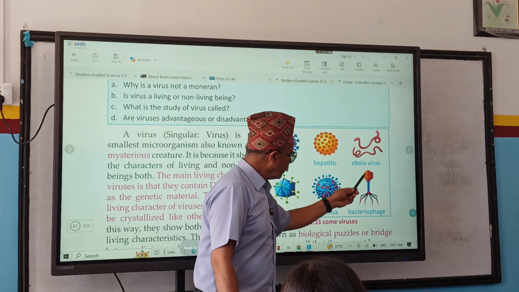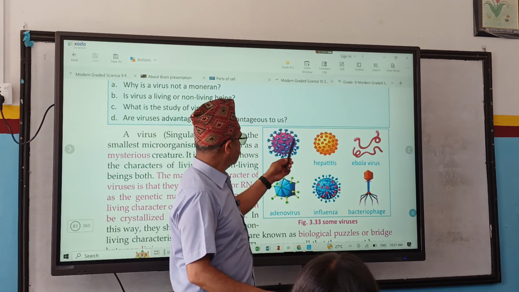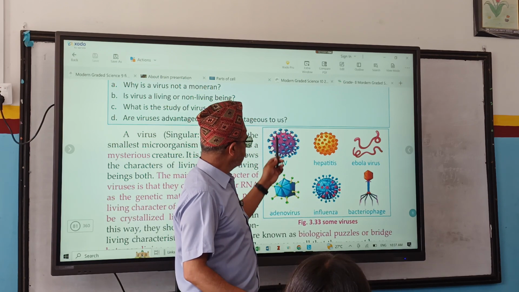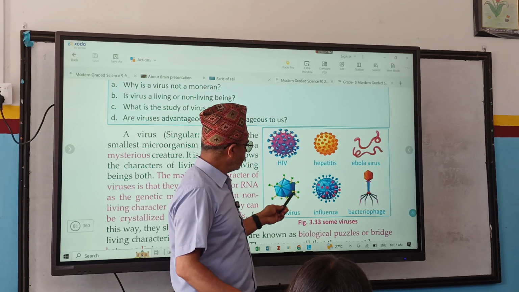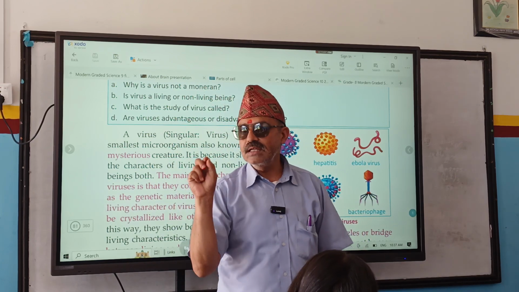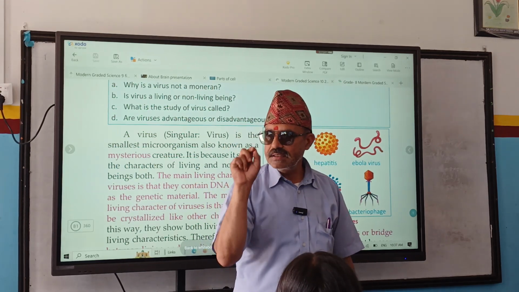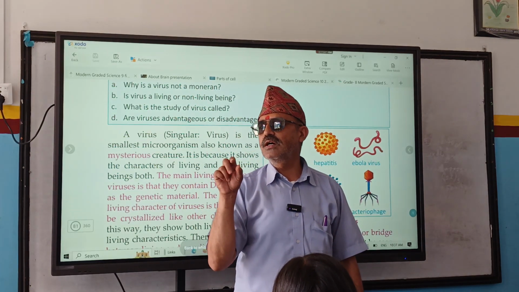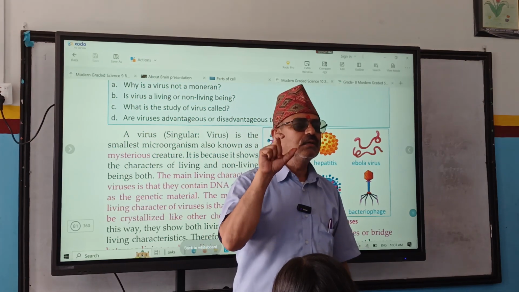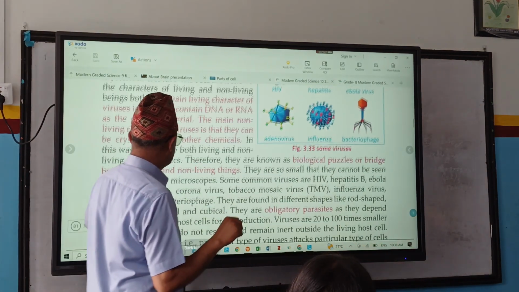This upper portion is covered by protein coat, that is called capsid. Outside here is protein coat, the outermost covering. Like in the plant cell, what is the outermost covering? Cell wall. In the animal cell, what is the outermost covering? Cell membrane. In the same way, in the outermost portion of virus, what is there? Capsid. That is proteinous coat. And it's given here everything.